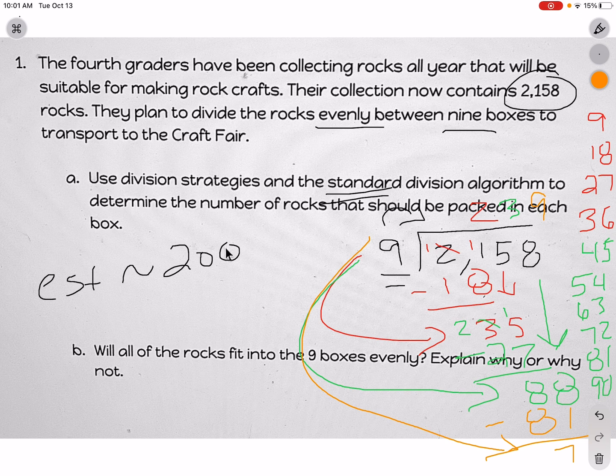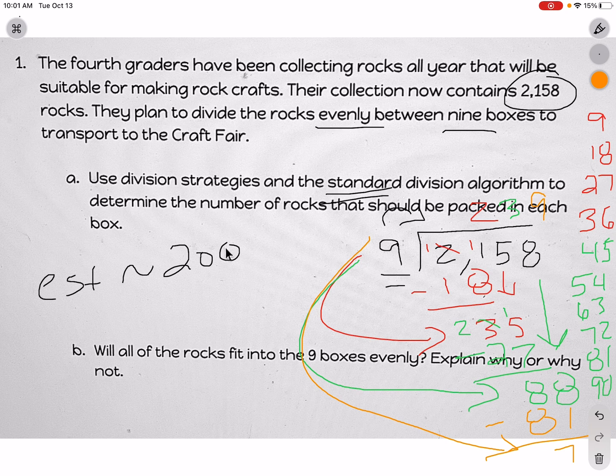I want you to pause the video, turn to your neighbor, and I want you to figure out, one, how many rocks will go in each box? And then I want you to answer this question. Will all of the rocks fit into the 9 boxes evenly? Why or why not? I'm going to give you a few minutes to work through this.